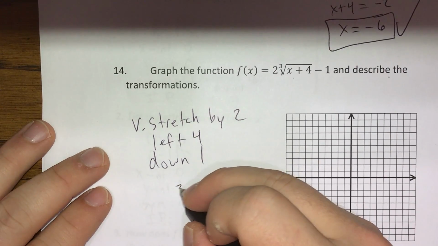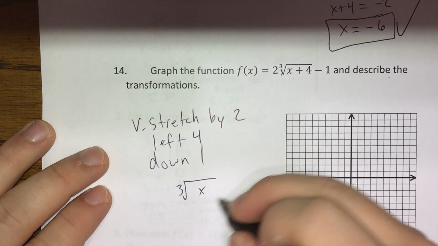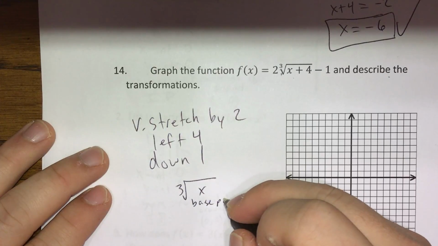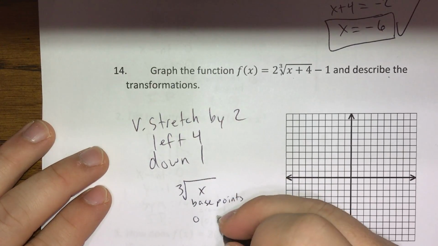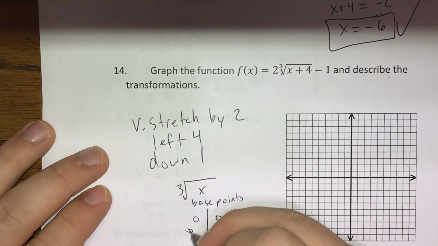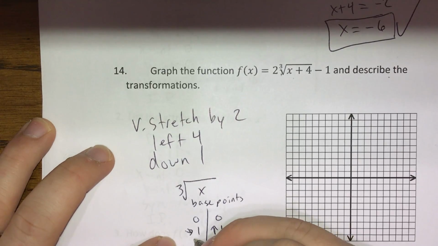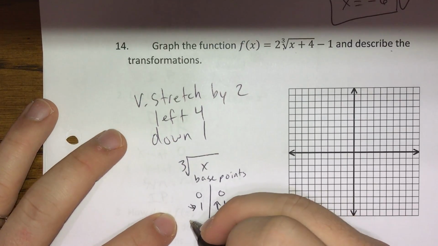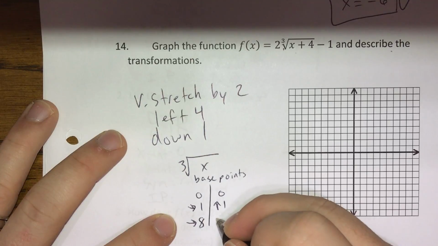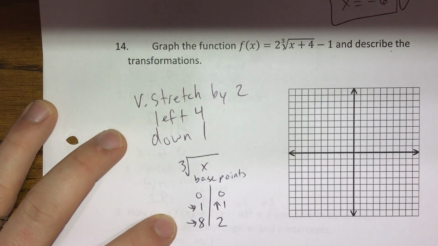The cube root base points from wherever I start at. When I go right 1, we're going up 1 because the cube root of 1 is 1. But this one we're going to go right 8 and up 2 because the cube root of 8 is 2.